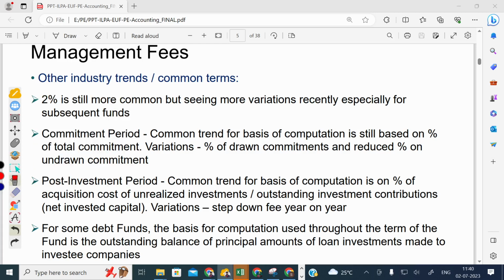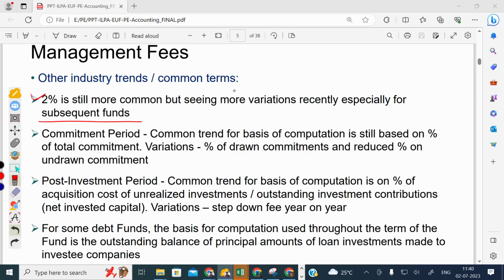Management fees of 2% again is not fixed. This varies from fund to fund; it depends on the fund nature, the fund structure, and the fund's investment duration. But 2%, I would say, is a benchmark. So you might see plus 1 or plus 2, minus 1 or minus 1.5, around it. 2% is still more common, but we are seeing more variations recently, especially for subsequent funds.